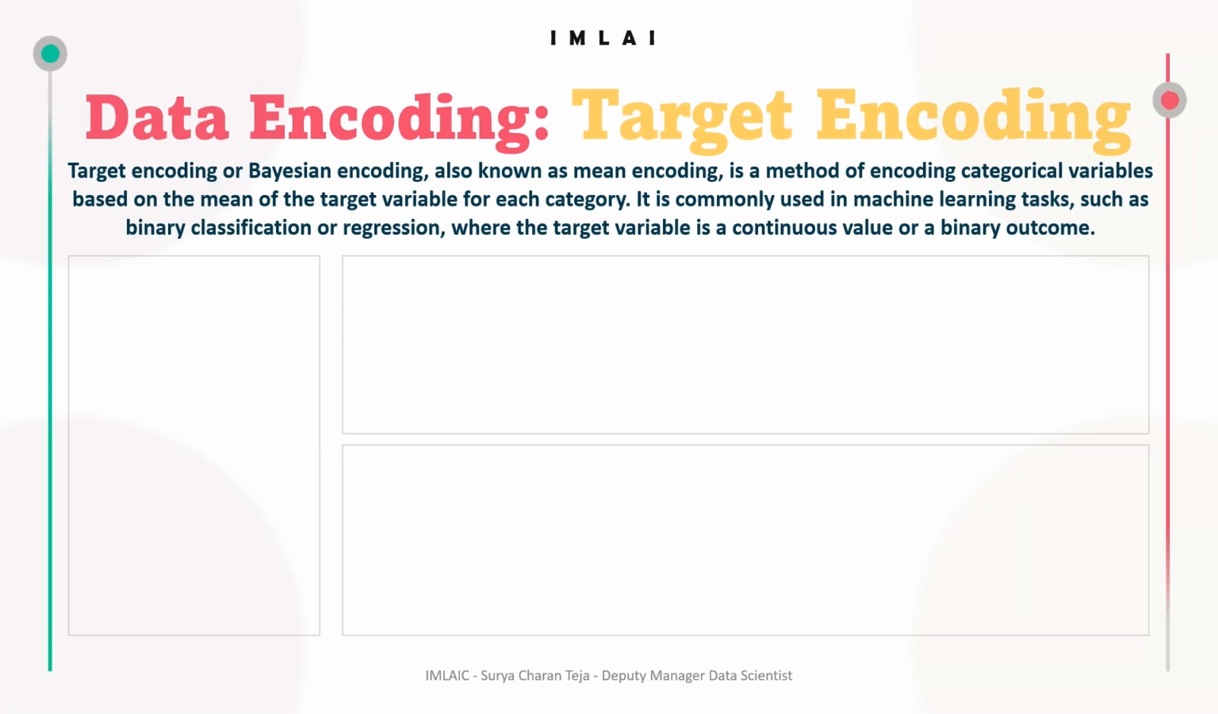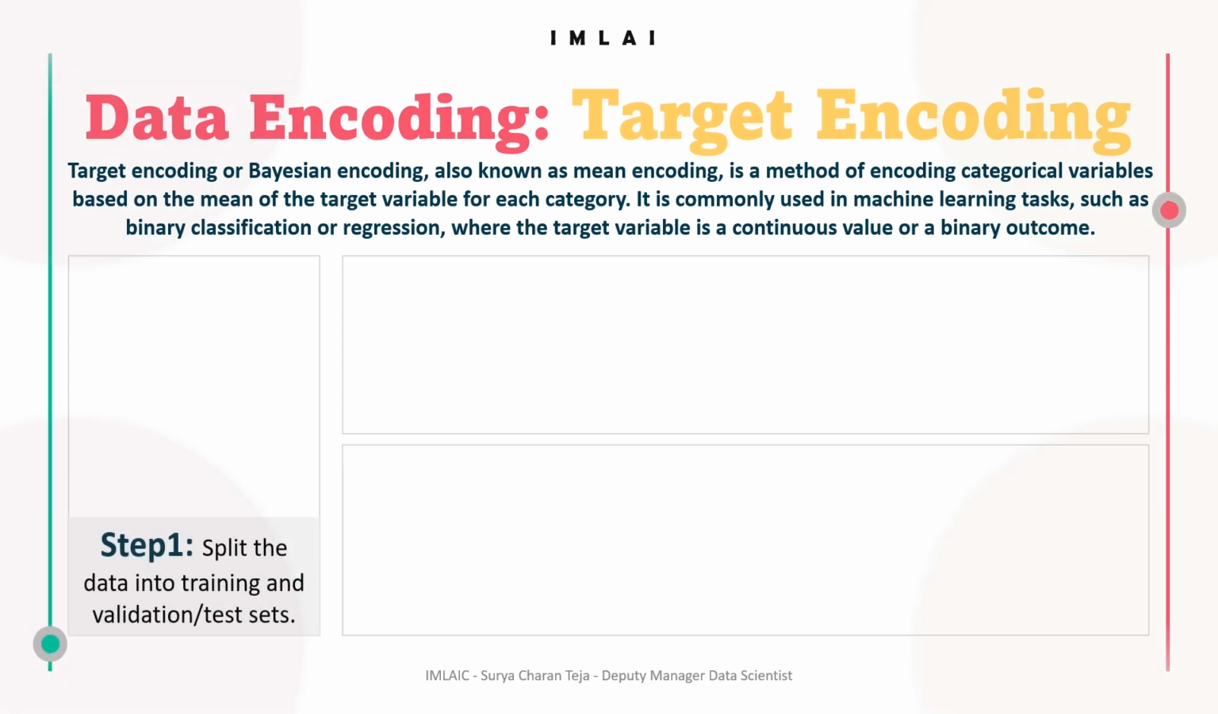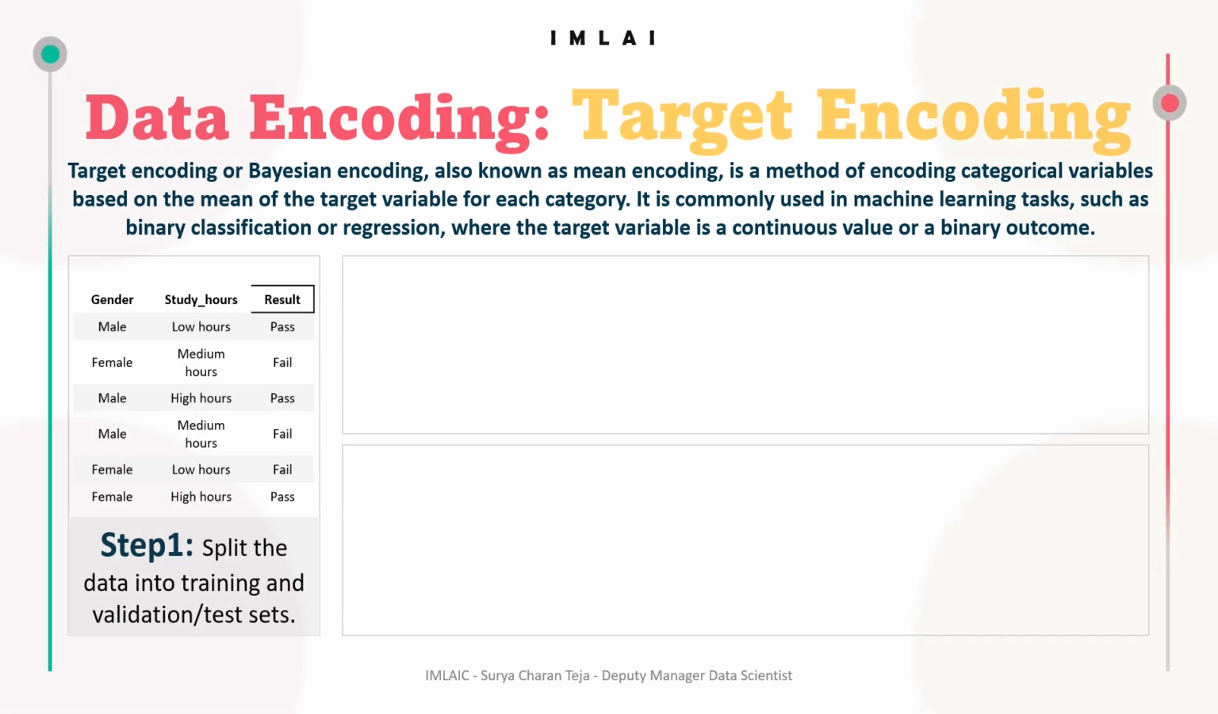Okay, now let's take one example. Let's say we have a binary classification problem where we are predicting whether a student will pass or fail a math exam based on two categorical features, gender and study hours. We have a target variable, which is result. You can see that I marked it. The target variable result indicates whether a student has passed or failed. I hope you got our problem statement.